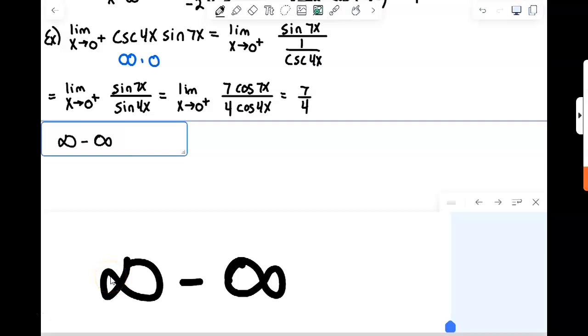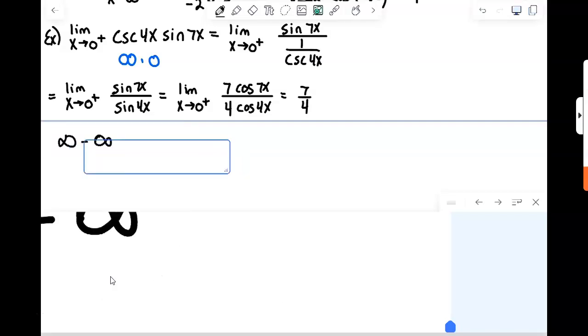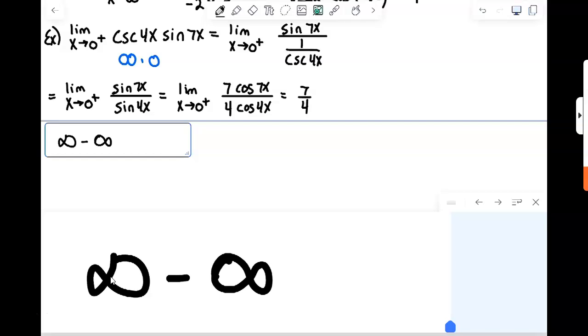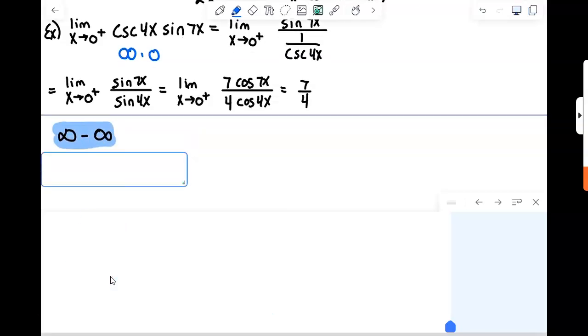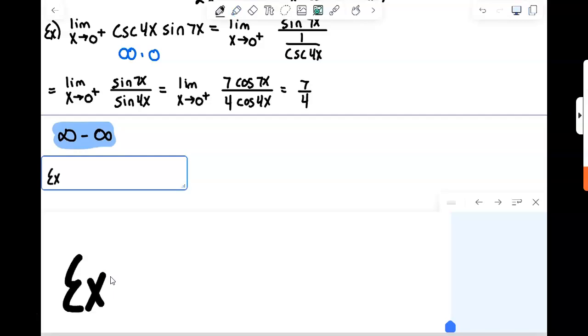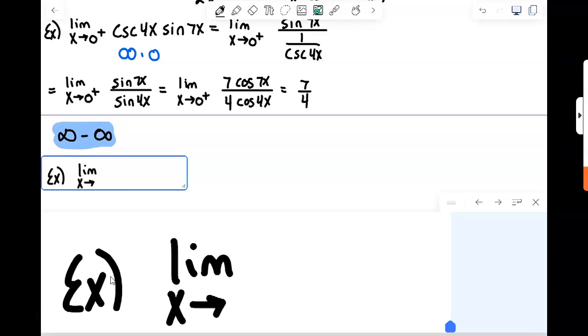So we now turn our examples to limits involving infinity minus infinity. These are the ones that tend to give students the most trouble, these infinity minus infinity limits. We begin with an example, and there's really two approaches we can try, and which we try depends on what we have. So let's consider an example first, looking at a polynomial.